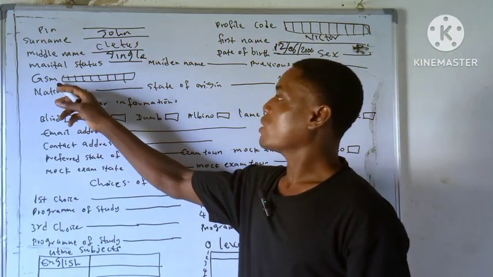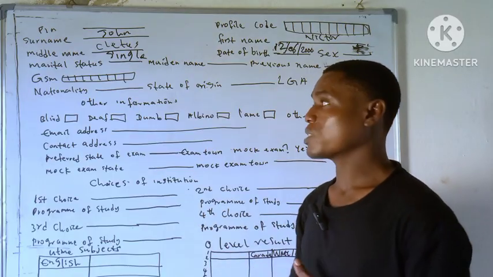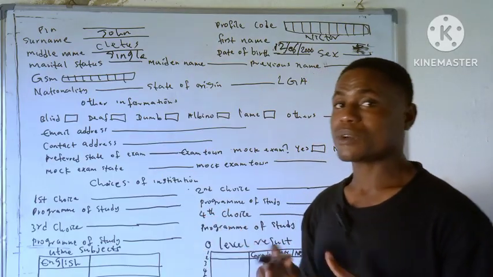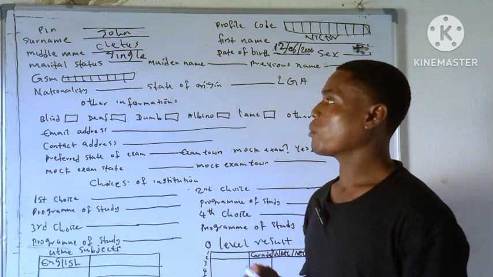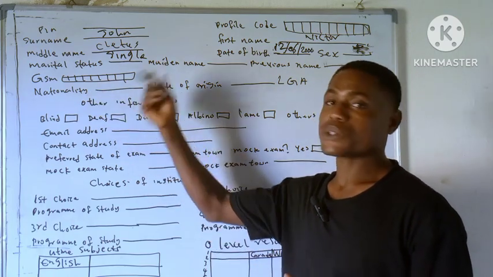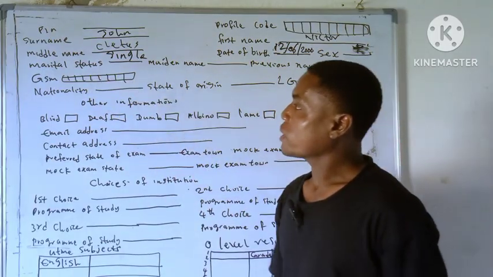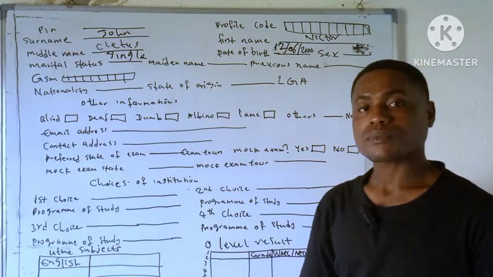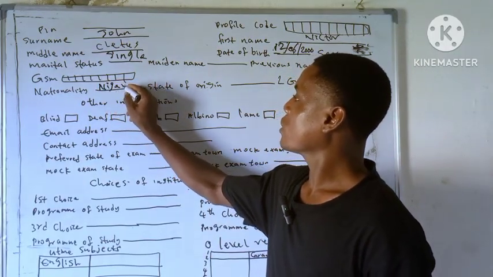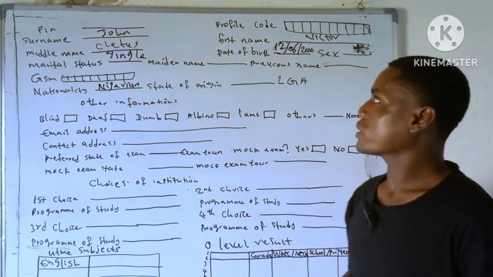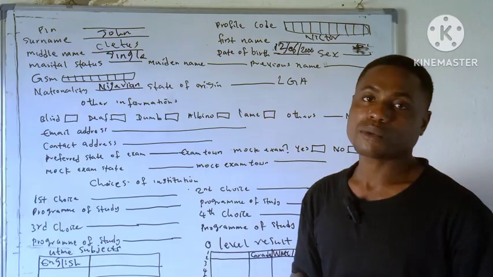Then your GSM is talking about your phone number. Make sure you write your active phone number. Don't write any how number. Okay, write your active phone number. So you know what to write. 081, you know your phone number. Write your phone number here. Then nationality, Nigerian, right? Nigerian. So state of origin, which state are you from?